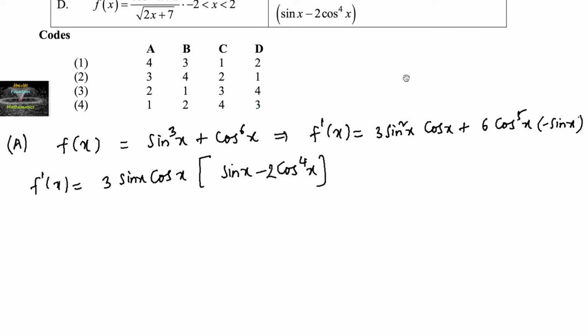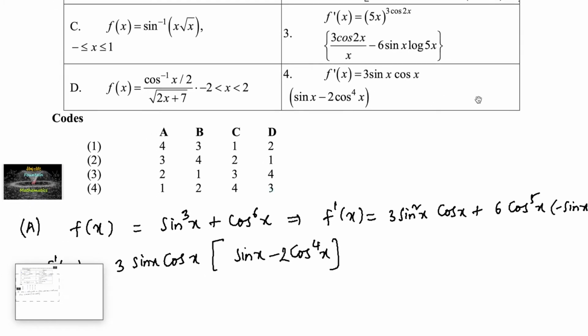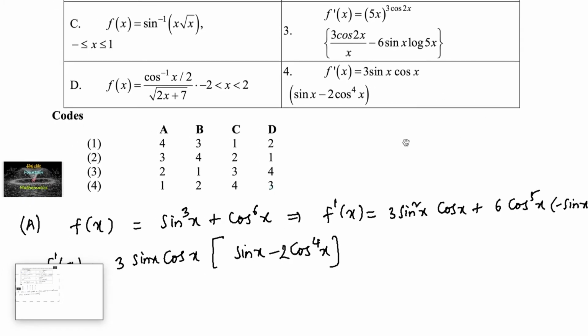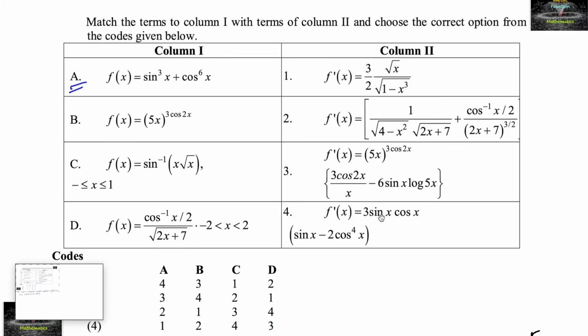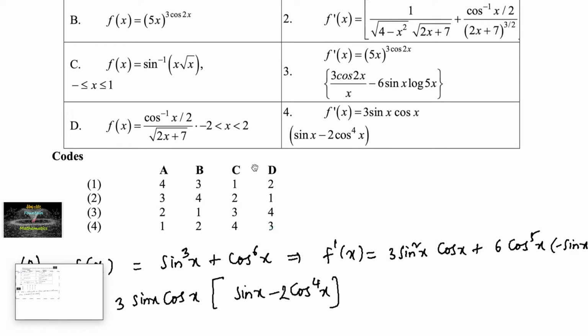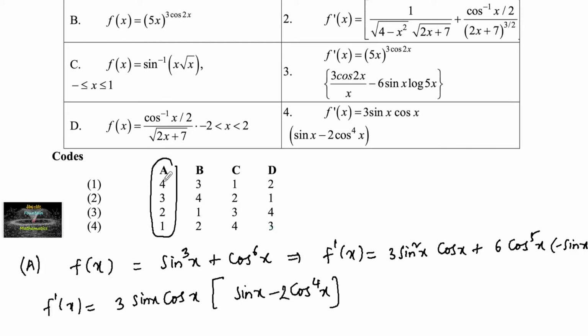So we can check in the options. 3 sin x cos x into sin x minus 2 cos power 4x is the fourth option. So we can say for the first question, the answer is option 4. And from the codes, if you observe, the first one is 4 in only one answer, so we can give the answer as first option blindly, but let's do the remaining cases.